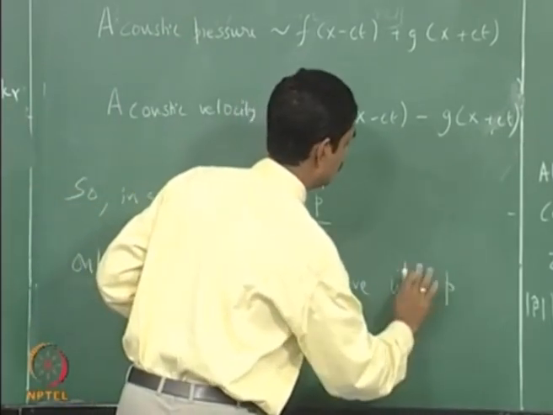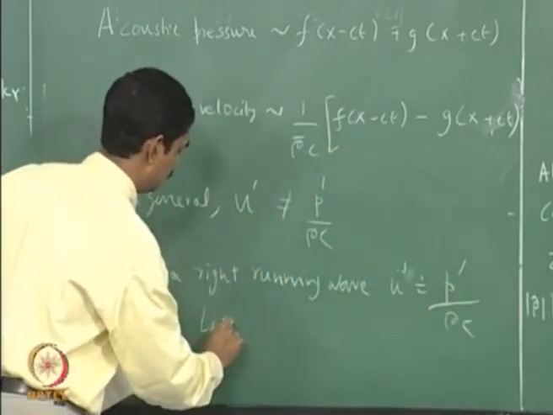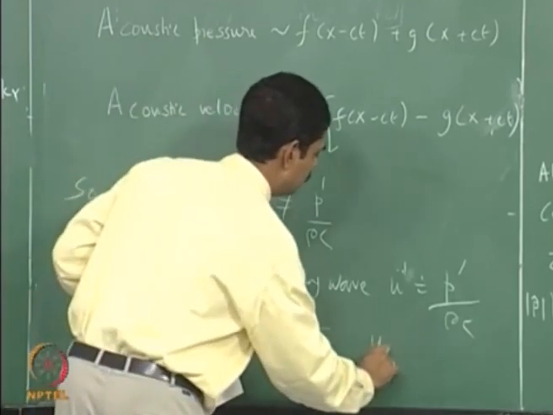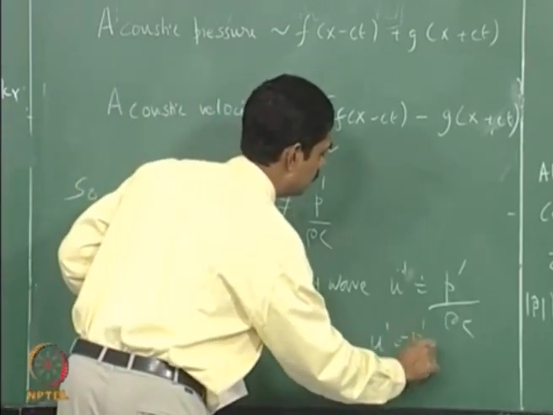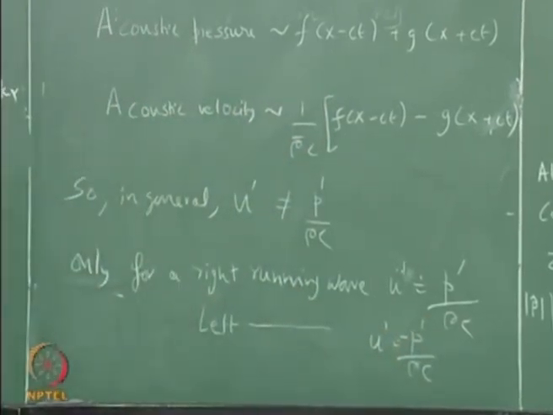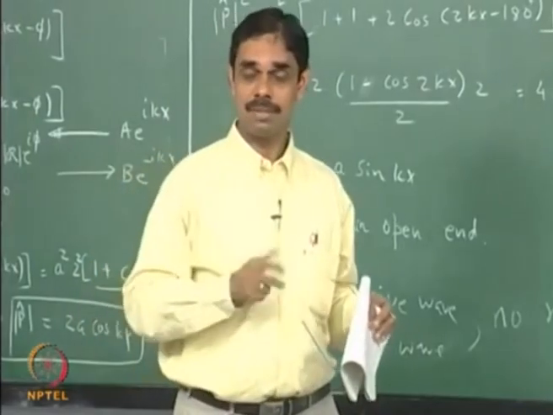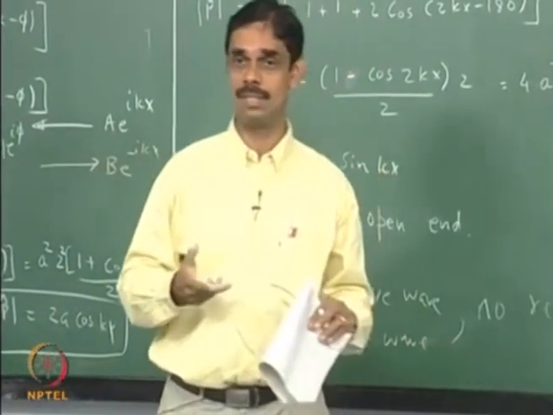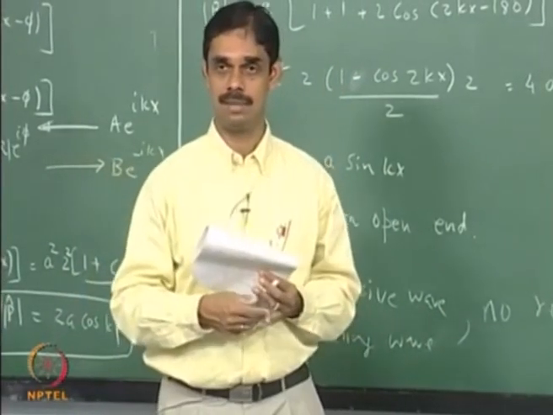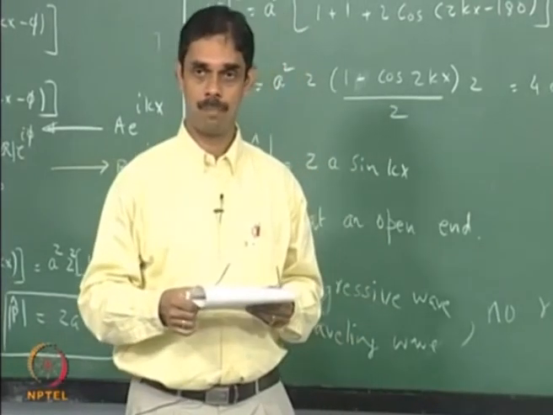For a right running wave u prime is equal to p prime over rho c, and for a left running wave u prime is equal to minus p prime over rho c. If you think of a compression wave going to the right, the gas will move to the right; the same compression wave of the same amplitude going to the left, the gas will move to the left. So that is why velocity has a direction associated with it, that is why the sign changes, whereas pressure does not have any direction. Is it clear?